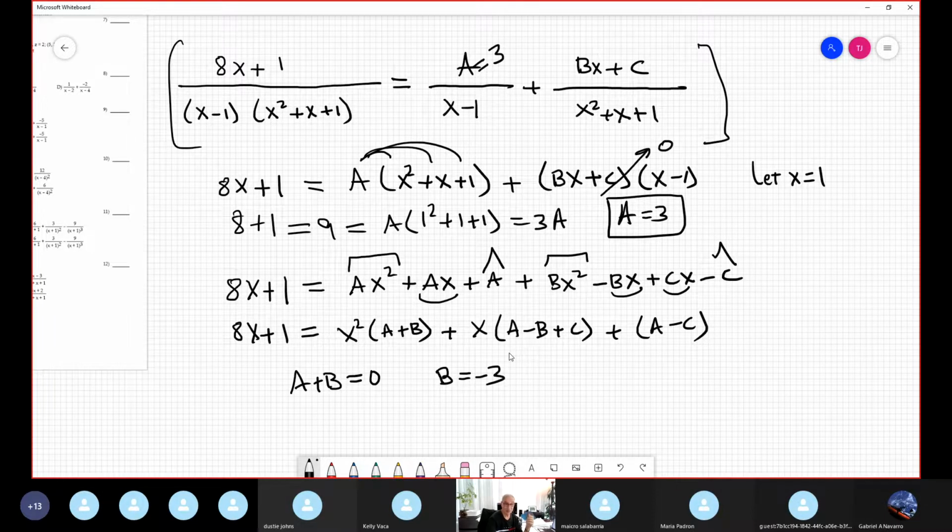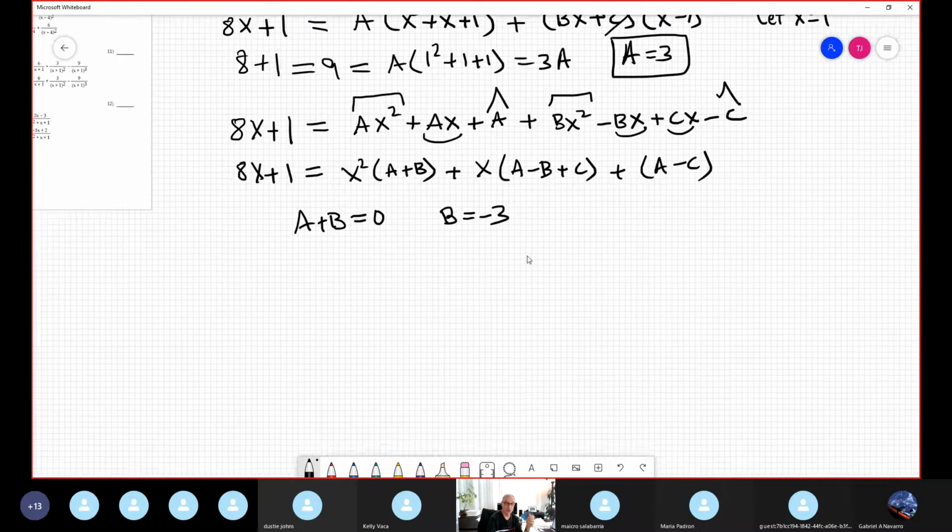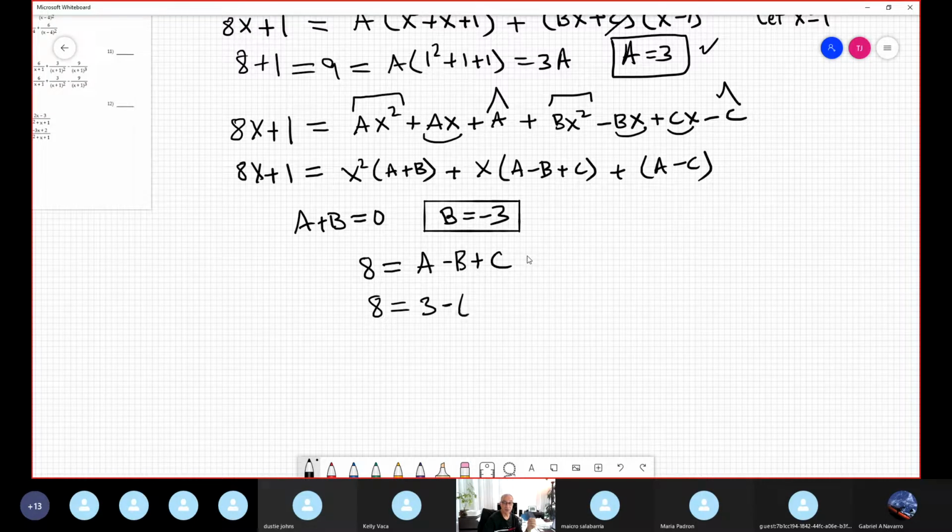Now, likewise, the coefficient in front of the degree 1 term in the polynomial is 8, and that would be equal to A minus B plus C. But I know that A is 3 and B is negative 3. So 8 is equal to A, which is 3, minus B, which is negative 3, plus C. This is 3 plus 3 plus C. It's obvious that 3 plus 3 is 6, plus 2. C is 2.